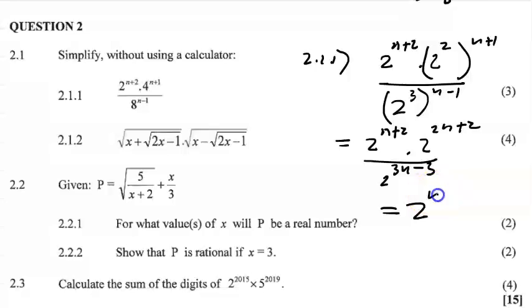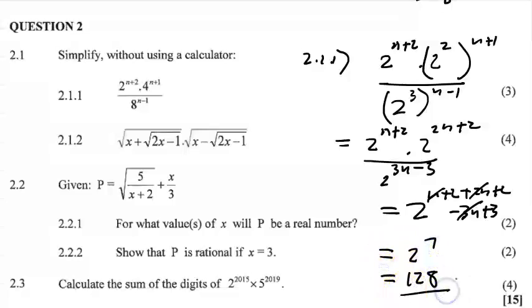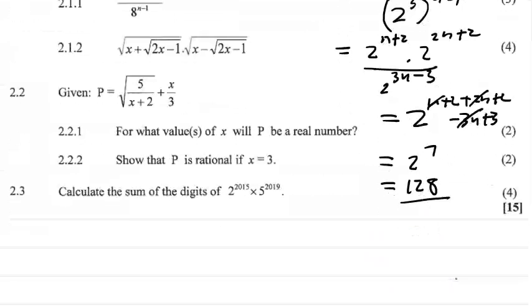Which will leave me with 2 to the power of n plus 2, plus 2n plus 2, minus 3n plus 3, because you have to change the signs. So let's see what we got here. n plus 2n minus 3n cancels. 2 plus 2 is 4, and 4 plus 3 is 7. So 2 to the 7, which is 128. Okay, let's look at the next question there.